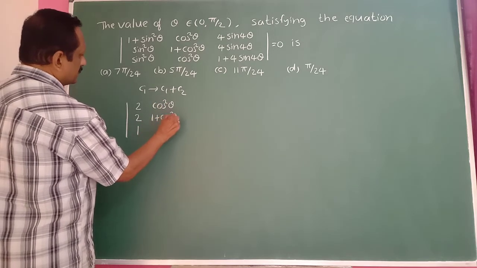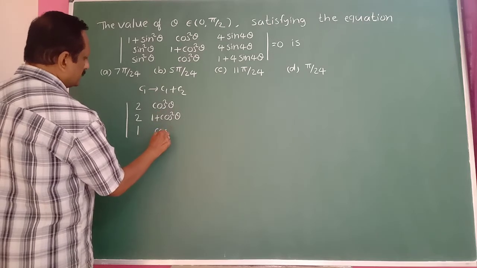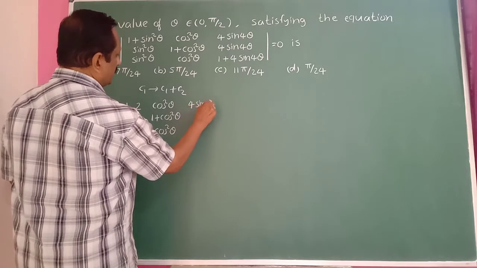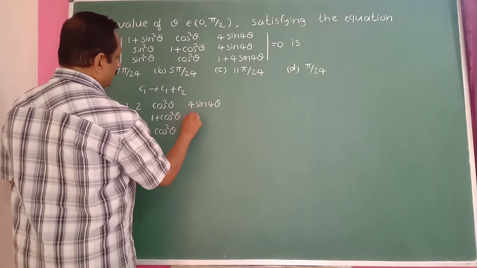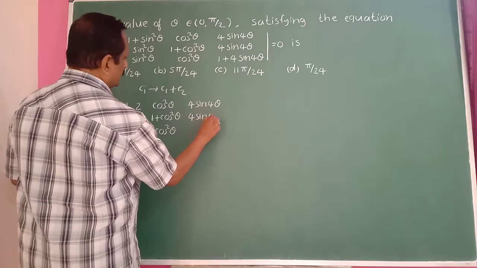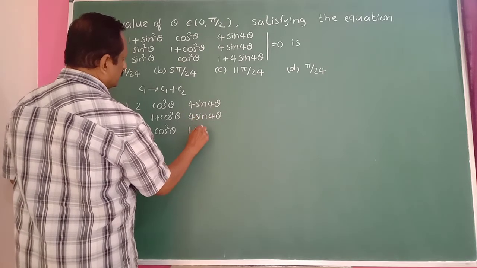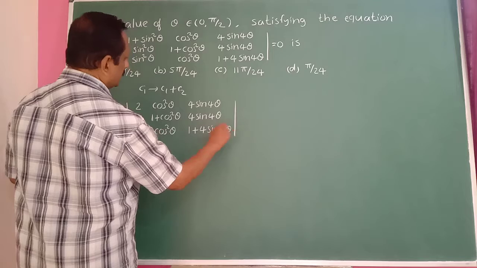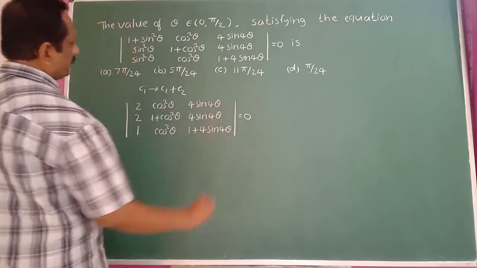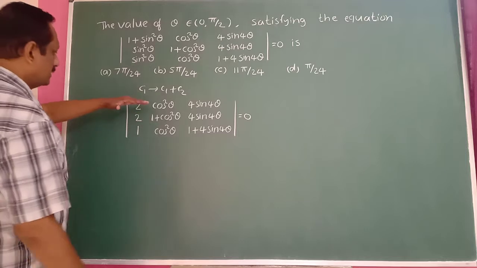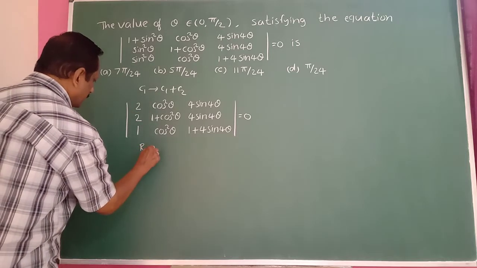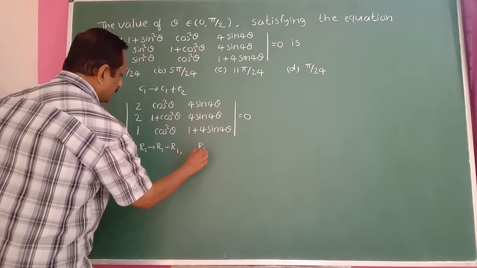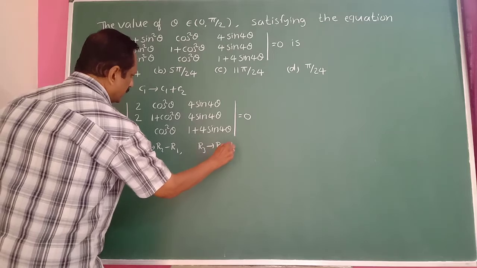1 plus cos square theta, then cos square theta here, then 4 sin of 4 theta, 1 plus 4 sin of 4 theta, that is equal to 0. Then R2 minus R1, and R3 gives here R3 minus R1.